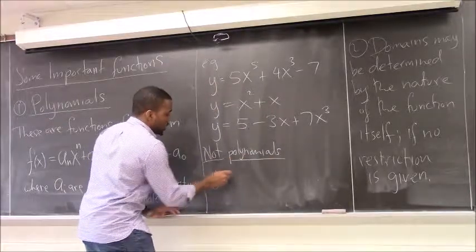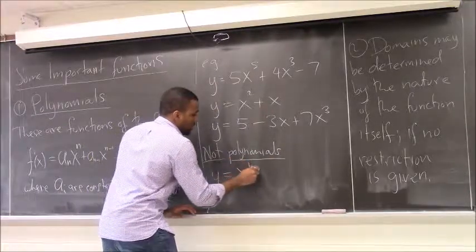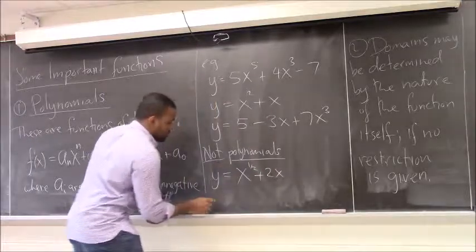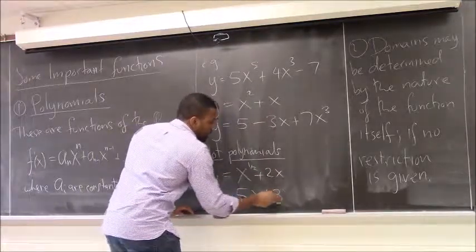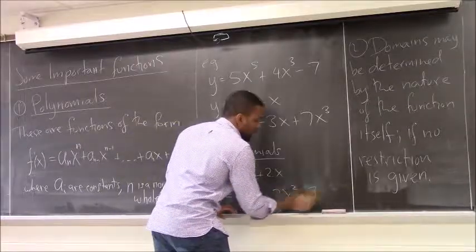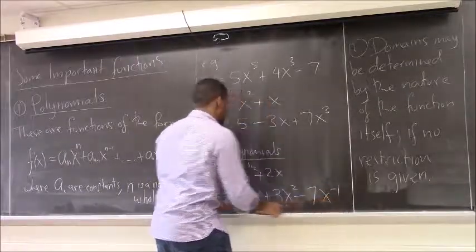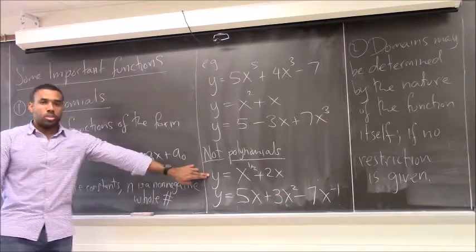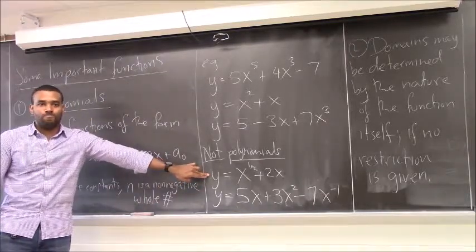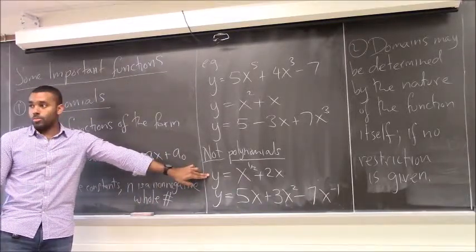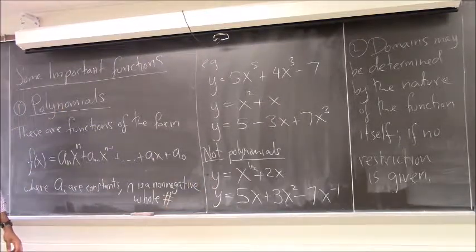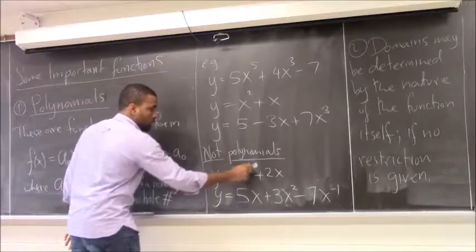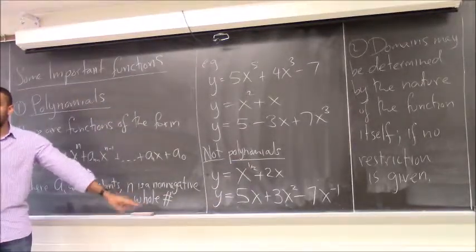So something like y equals x to the 1/2 plus 2x is not a polynomial. Y equals 5x plus 3x squared minus 7x to the minus 1. Why is this not a polynomial? What rule did it break? Yeah, it's not a whole exponent. Here's a power, and it's a half. It's not a whole number exponent.